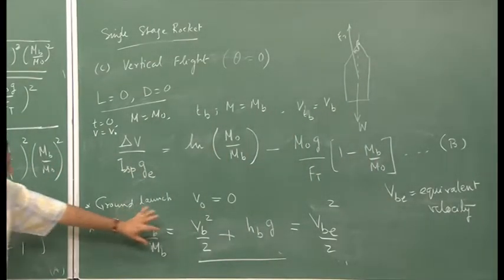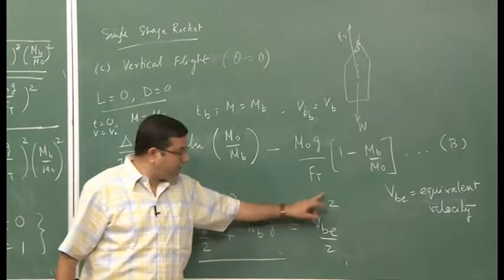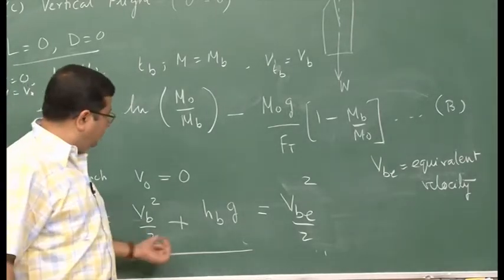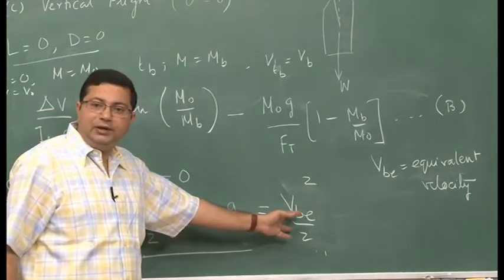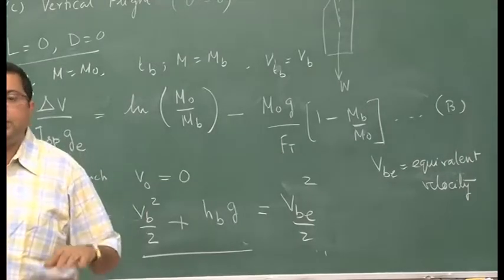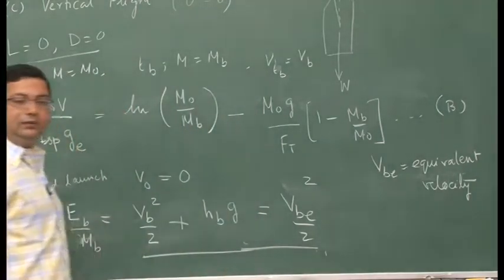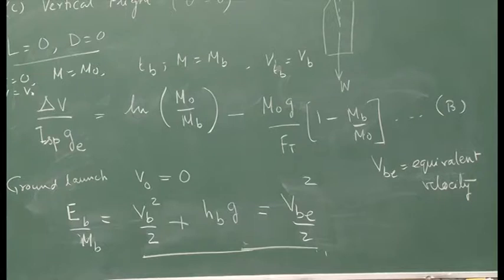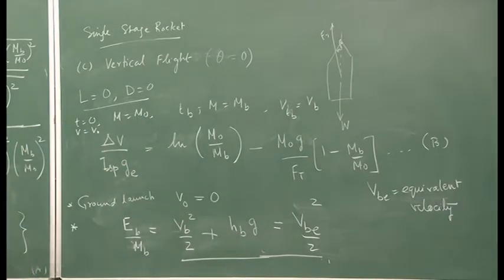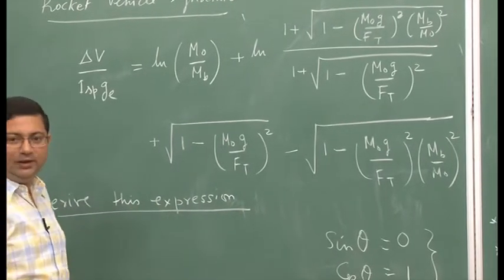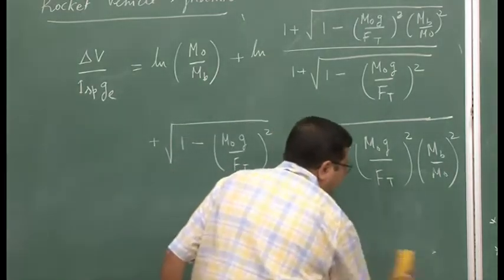Now, what do we see in this equation? M B V B E square by 2 is the kinetic energy of the vehicle if we do not consider the potential energy, right. So, essentially V B E represents the equivalent velocity, which accounts for the kinetic energy as well as the potential energy variation. Then, we can work with this equation a little bit and see what are the consequences of writing it in this form. And as I have said, I have defined h b as the burnout height. Now, if we take that expression and put it back into this, we can get an expression for V B E, the equivalent velocity. So, let me try and do that.